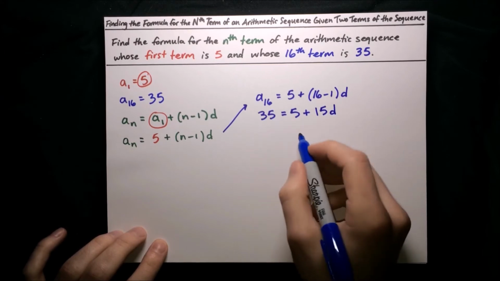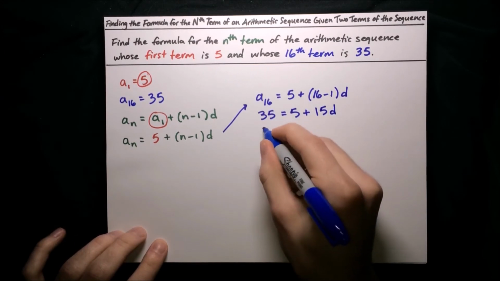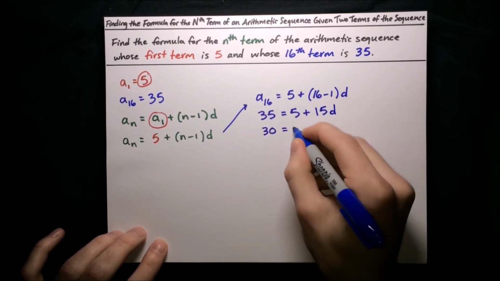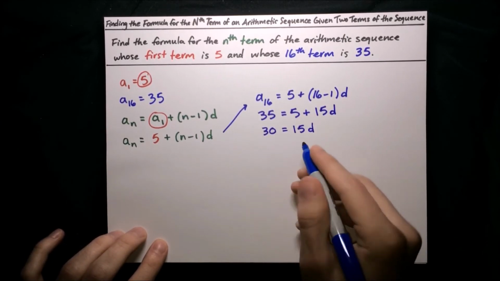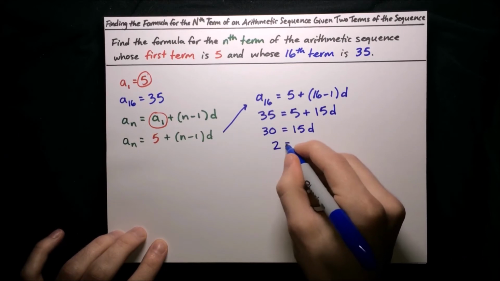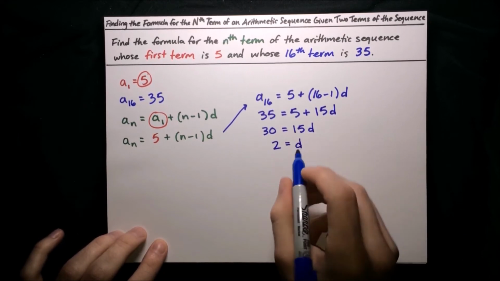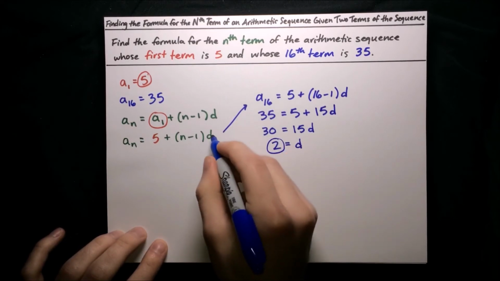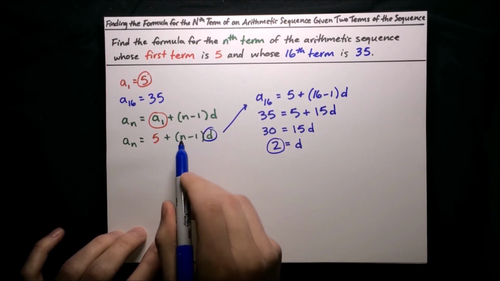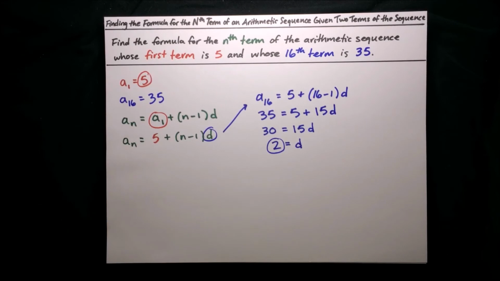Let's subtract 5 from both sides. So we get 30 equals 15d, and then we'll divide both sides by 15 to get 2 equals d. And there's our value of d, and now we just have to substitute this value 2 in for the common difference, and we'll have our nth term formula. So let's write that down.